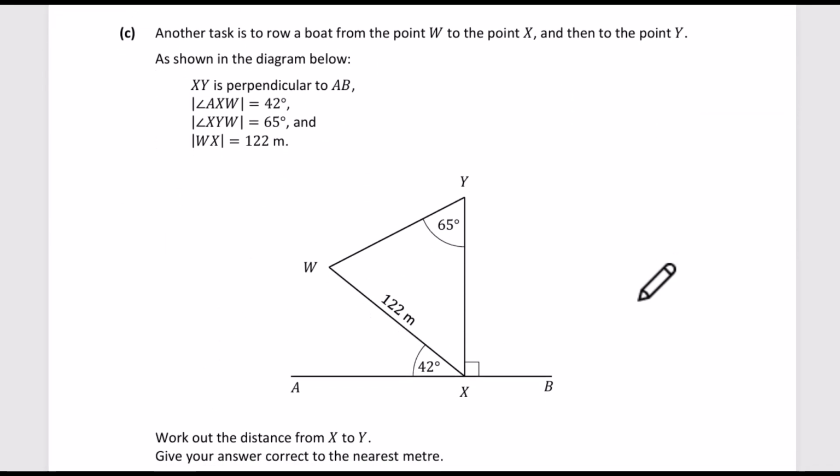Another task is to row a boat from the point W to the point X, so that's from here to here, and then to the point Y. As shown in the diagram below, these particular dimensions are already in here. We've got 42, 122 meters and 65 degrees. And this is 90 degrees here. Work out the distance from X to Y, so this distance along here.